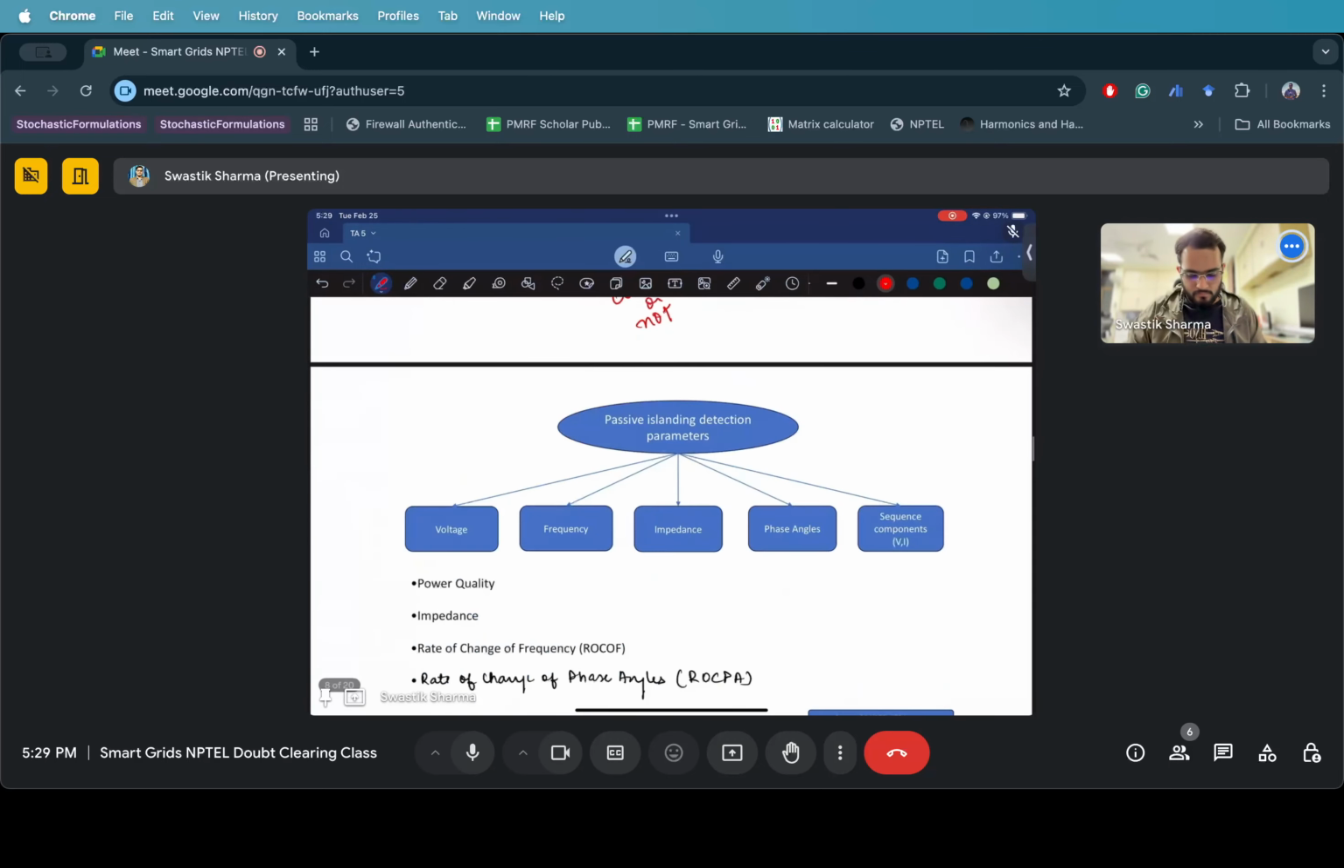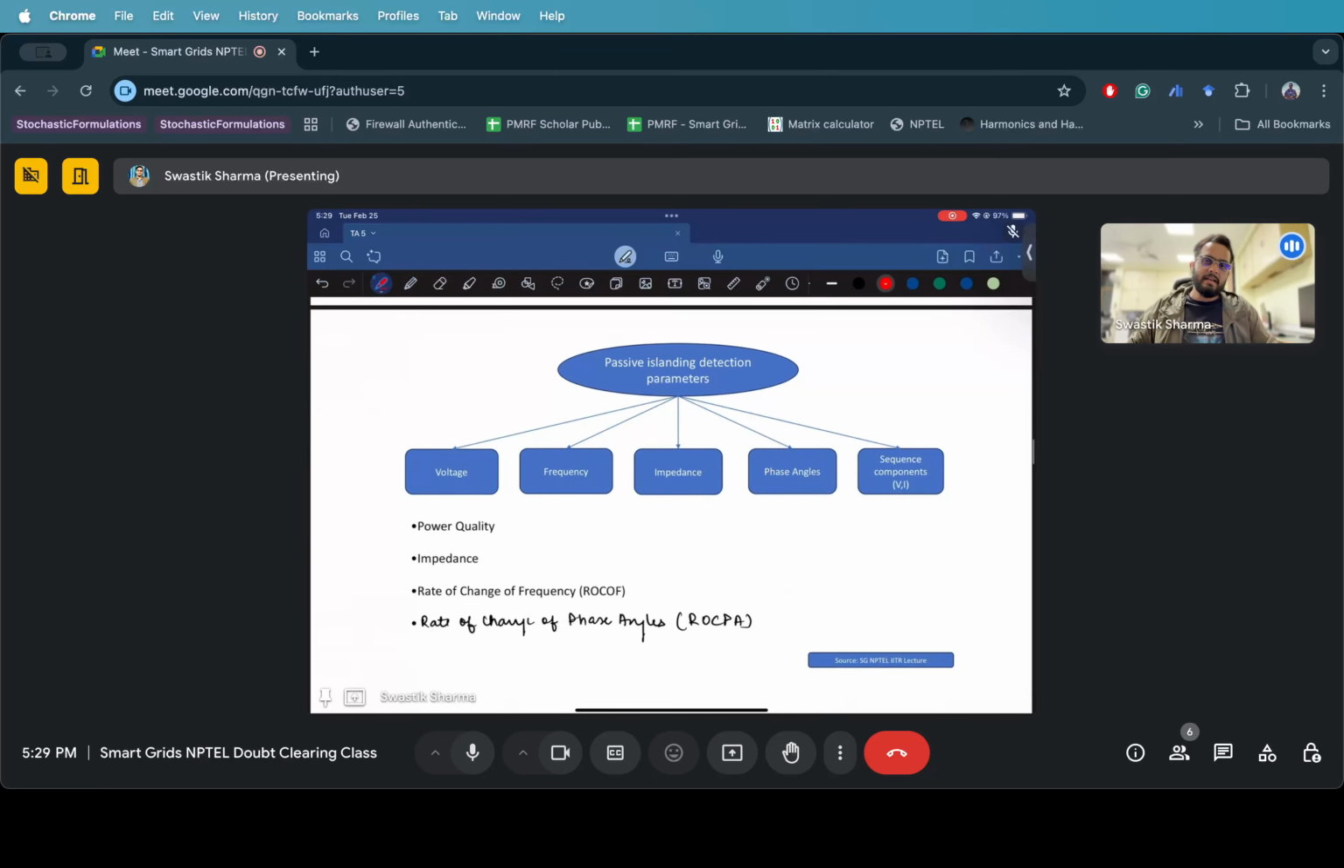So in passive islanding detection techniques, what we do is we monitor these electrical quantities. For example, we monitor if power quality has deteriorated, how the frequency is behaving, how the impedance is looking, how the phase angles are behaving, and what the sequence components are too. We will talk about everything. What we usually check is the power quality, which is associated with voltage, frequency, and the impedance.